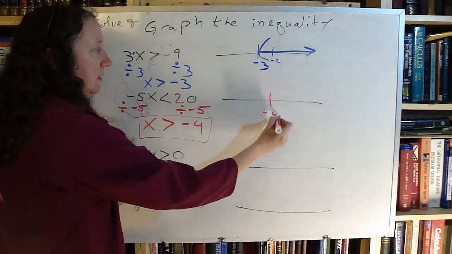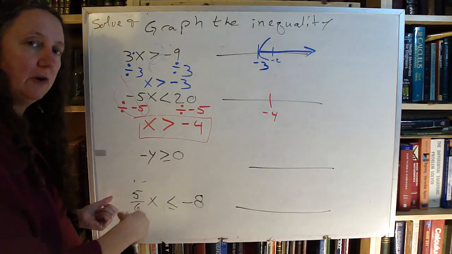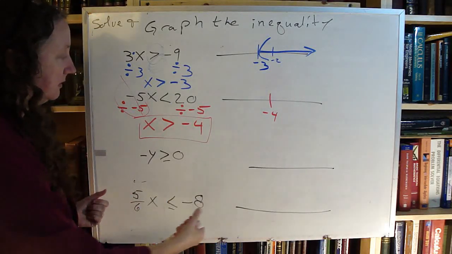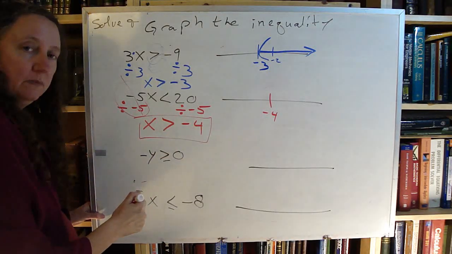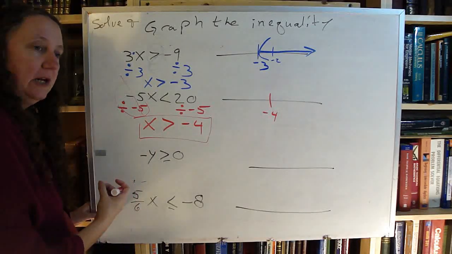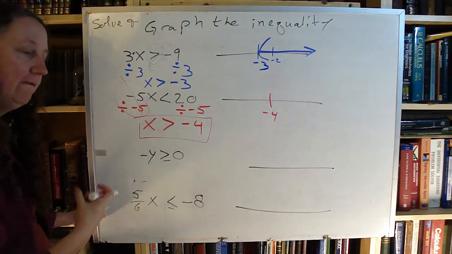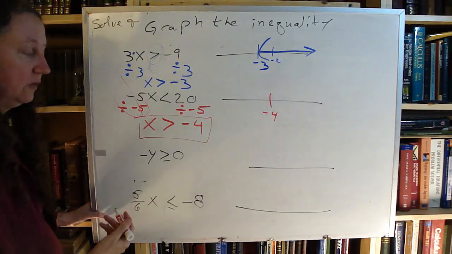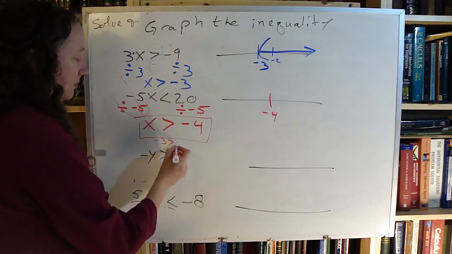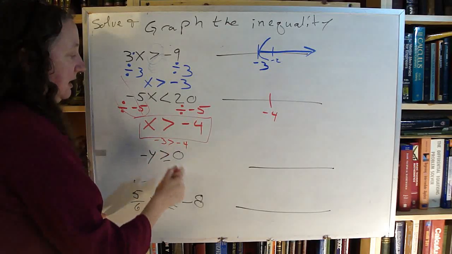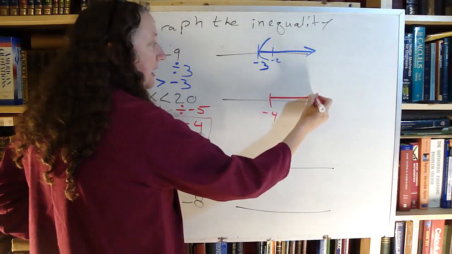I find negative 4. Do I want to graph in the direction of negative 5 or do I want to graph in the direction of negative 3? X is greater than negative 4. If this were money, would you rather owe $3 or would you rather owe $4? Would you rather owe $5 or would you rather owe $4? So using a checkpoint, negative 3 is greater than negative 4. So I want it to go in the direction of negative 3.